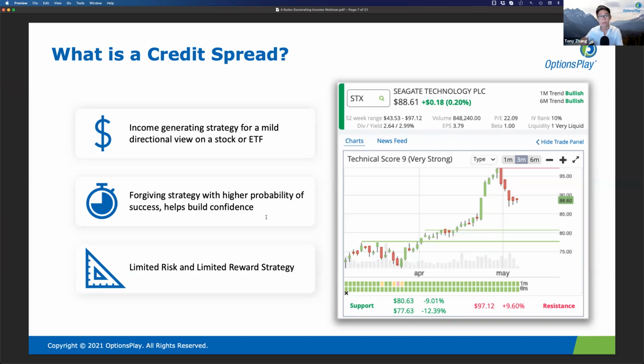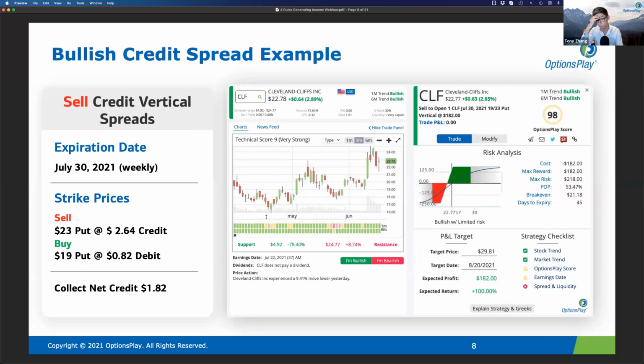Perfect. Okay, so at a high level, that's what a credit spread is. Let's now dive into an actual credit spread. We're going to break down an actual credit spread, and we're going to come back to why we use this particular credit spread. So we're going to use Cleveland Cliffs.